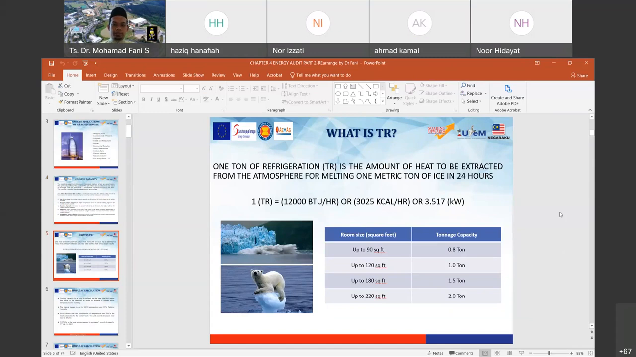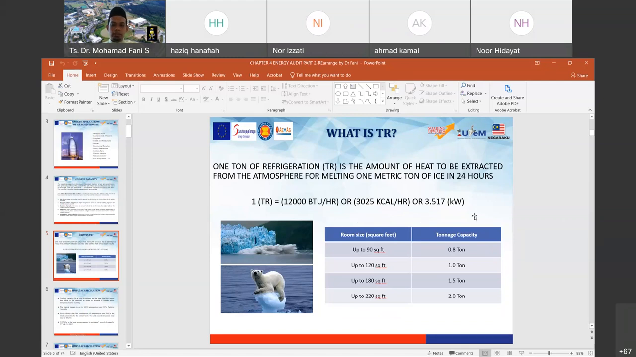What is a ton of refrigeration, or refrigerant ton? It is the amount of heat to be extracted from the atmosphere for melting 1 metric ton of ice in 24 hours. That is the definition of a ton of refrigeration. For example, one refrigerant ton equals 12,000 BTU, or 3,025 kcal, or 3.517 kilowatts. So remember, one refrigerant ton equals 3.517 kilowatts.